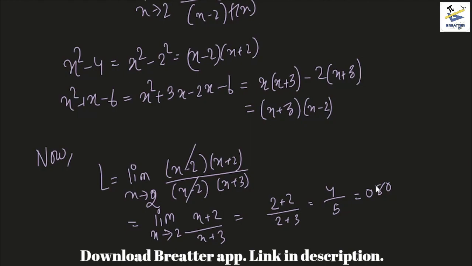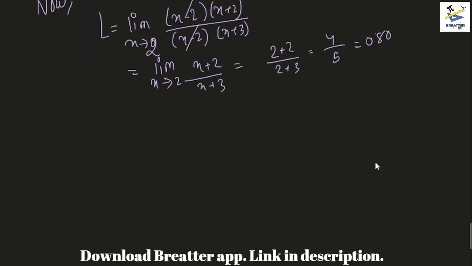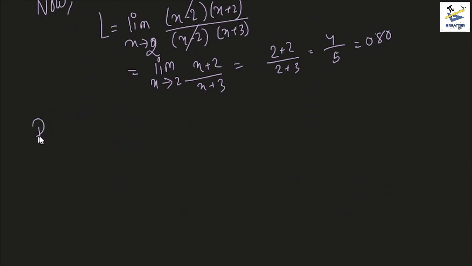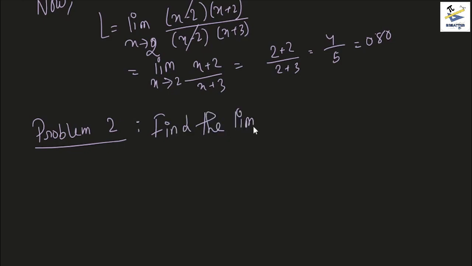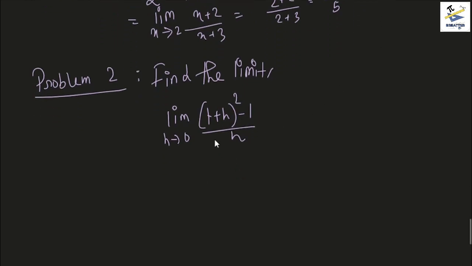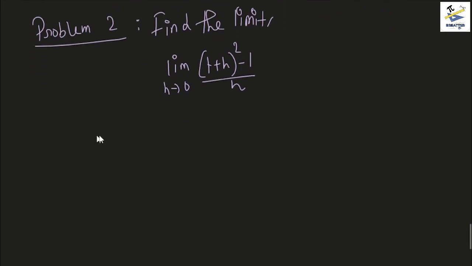Okay, let us do the next one. I hope this was clearly understandable. Problem 2. Okay, problem 2 is something like this. Find the limit. So we are required to find the limit h tends to 0 of (1 plus h) whole square minus 1, whole divided by h. Okay, so we'll do it as follows.